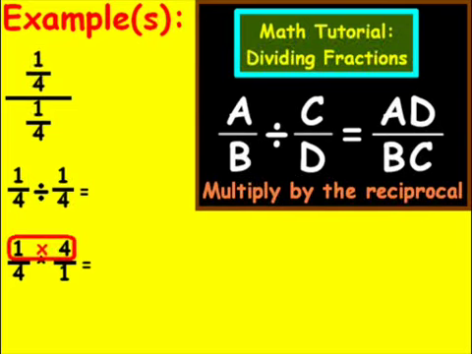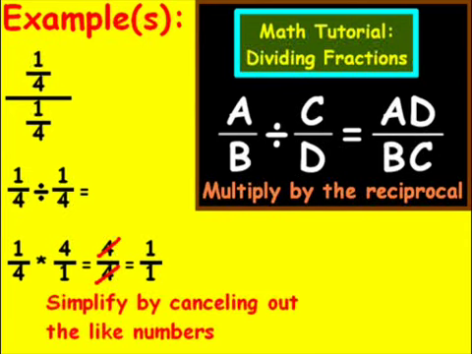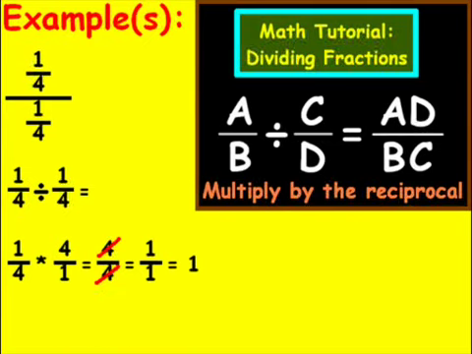And I'm going to multiply 1 times 4, that equals 4. And then I'm going to multiply on the bottom 4 times 1, and that equals 4 as well. Now we can simplify this by canceling out the like numbers. In this case, we cross out the 4's, so we'll go ahead and do that. And then we have 1 over 1, and that essentially equals 1, and that is our answer for this one.